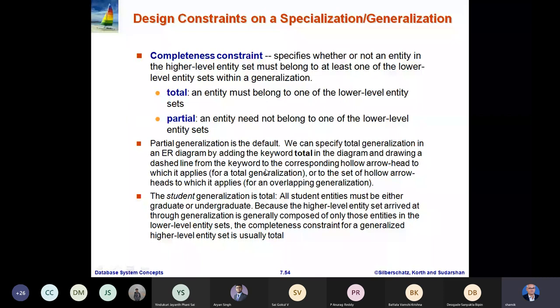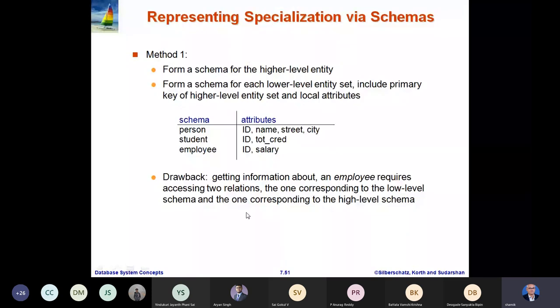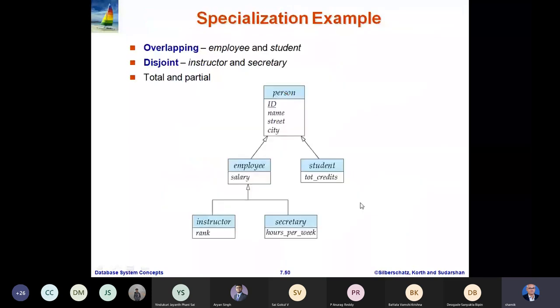So for a student, again, you can have graduate and undergraduate students. By graduate, it means the postgraduate and research students in our institute. So that would be total, meaning that all of them will be either this or that.